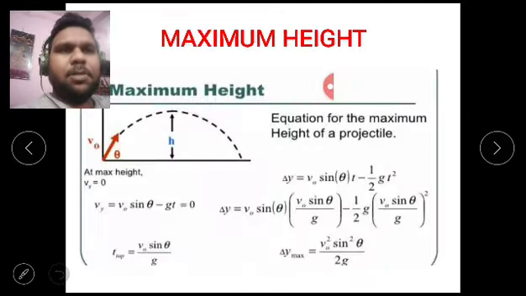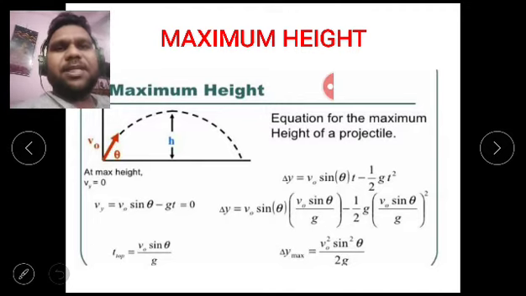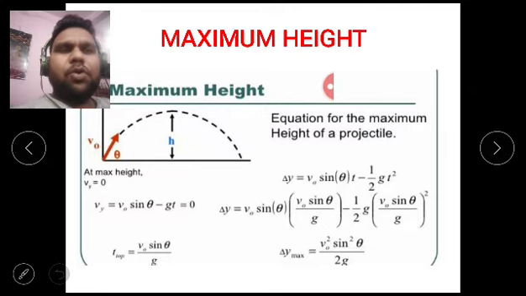Next slide. Next slide is maximum height. Maximum height is the maximum distance moved along the y-axis. So how will you calculate the maximum height of a projectile? We will use a simple concept. When the object is at the maximum height, it will stop moving vertically. That means the vertical component of velocity will be equal to 0.